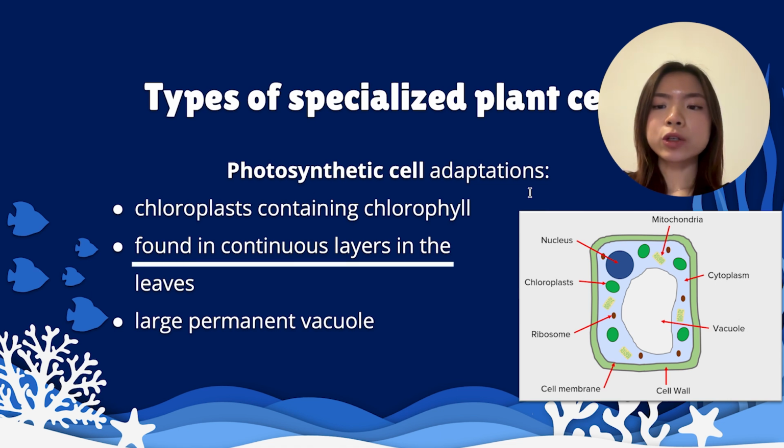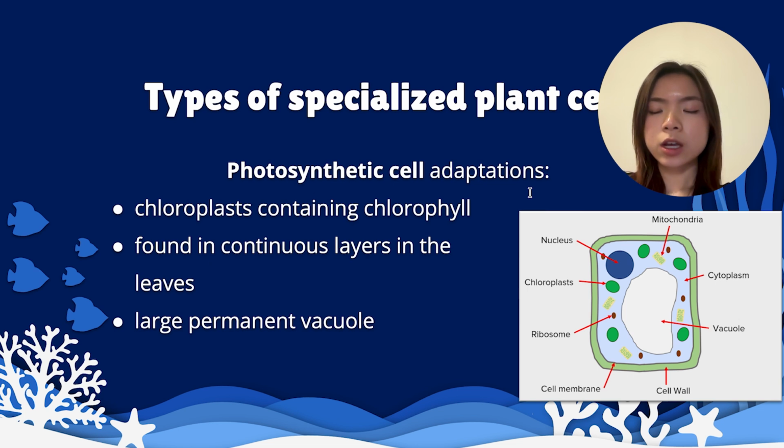Photosynthetic cells are also usually found in continuous layers in the leaves and the outer layers of the stems of the plant. So this helps the cells absorb as much light as possible because, as we mentioned earlier, photosynthesis requires light.